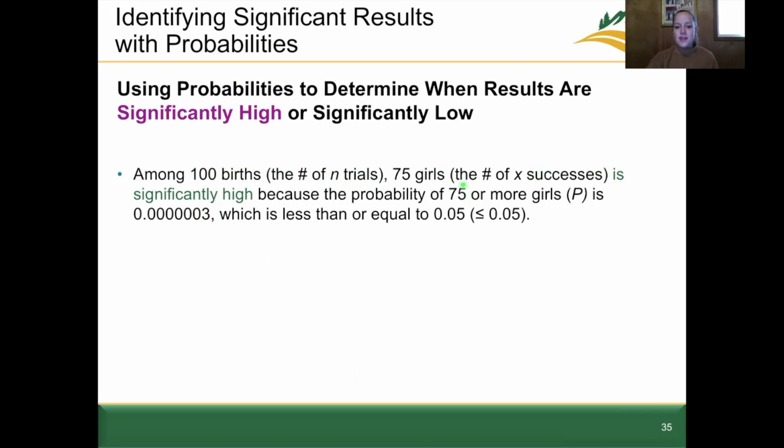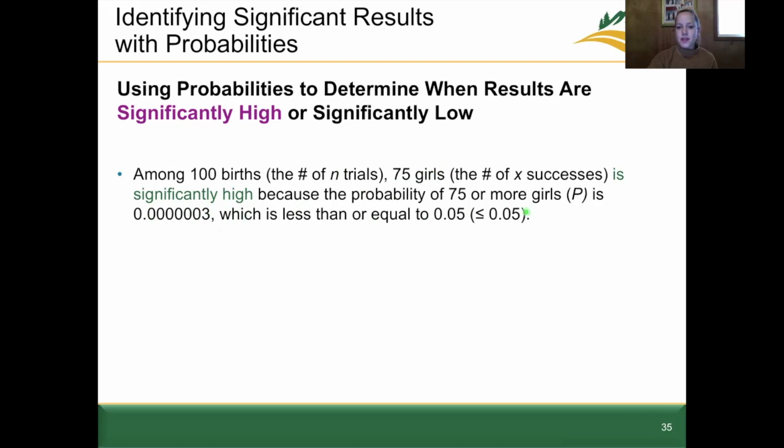It's sort of the same thing as thinking about when we flipped a coin twice, then we could have 0, 1, or 2 number of successes. Here we have 100 births rather than 2 coin tosses. So among the 100 births, we're looking at 75 girls were born. That's really our variable here. So P of 75 is equal to 0.000003. Let's say that's what we got for our probability value. That means that 75 girls is considered significantly high, because certainly this probability value here is less than or equal to 0.05.